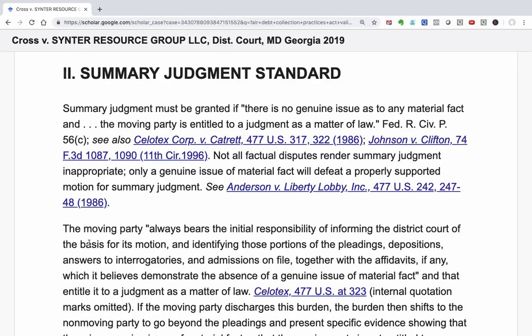So what is summary judgment? I've already described it in general, but here's some quotes about what it is. It's when there's no genuine issue as to any material fact. So material fact just means an important fact, a fact that makes a difference. And second, the party that's moving for summary judgment is entitled to judgment as a matter of law. And the court points out it's not just any old factual dispute that prevents summary judgment. It has to be a material fact that's in dispute.